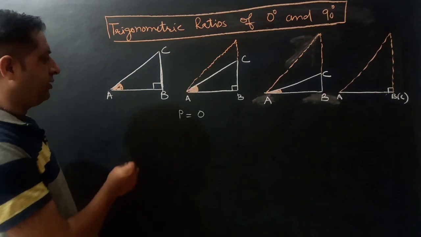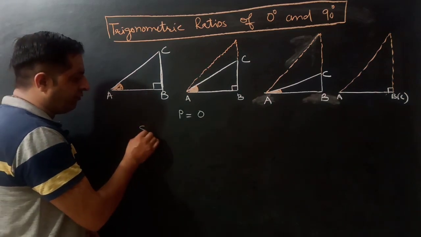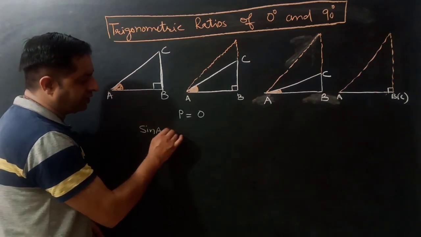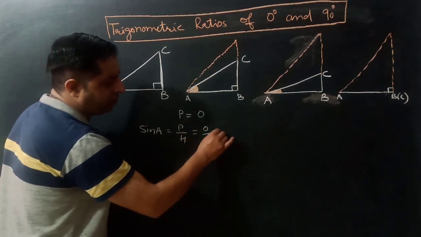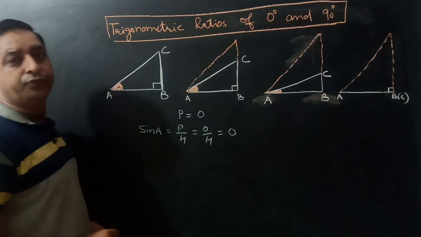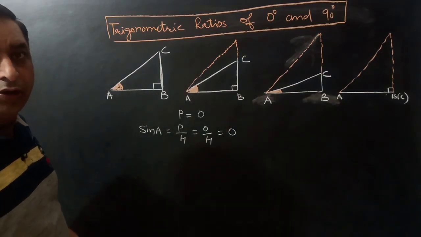Now let's find the trigonometric ratios. For example, sine A, that is perpendicular upon hypotenuse. Now 0 upon something, we all know that is 0. Got this point or not?